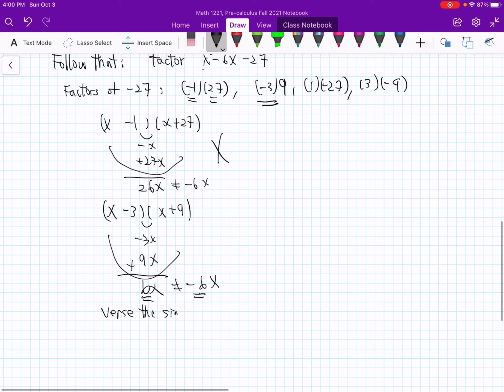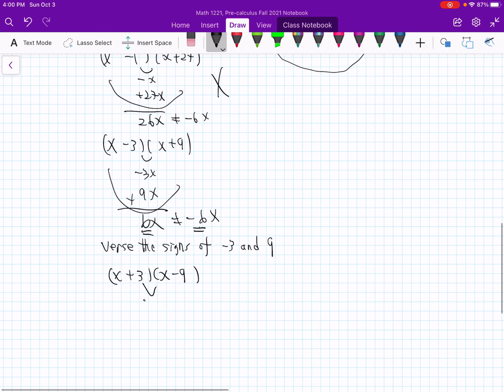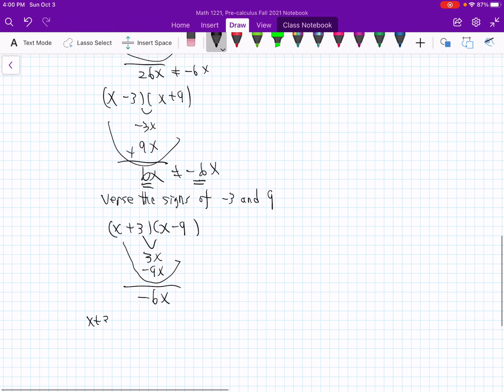The signs of -3 and 9. So there's no need to check 1, -7 anymore. Simply go straight from -3, 9 to 3, -9. So x and x, that's +3 minus 9. Now you have 3x minus 9x. The result is -6x, and that's correct. So we can say (x plus 3)(x minus 9) is the factor form of x squared minus 6x minus 27.